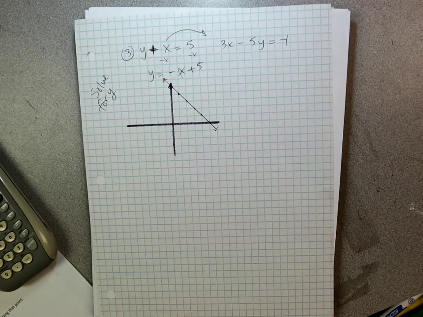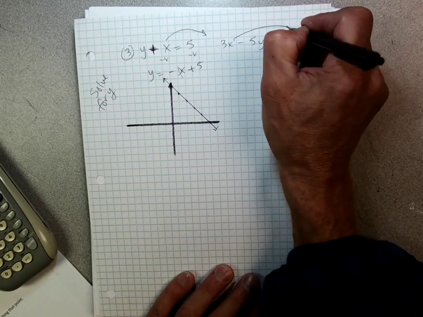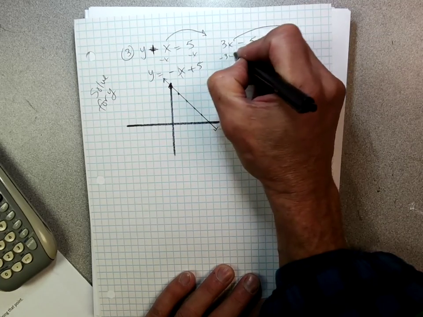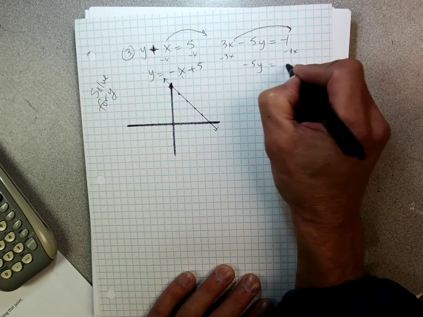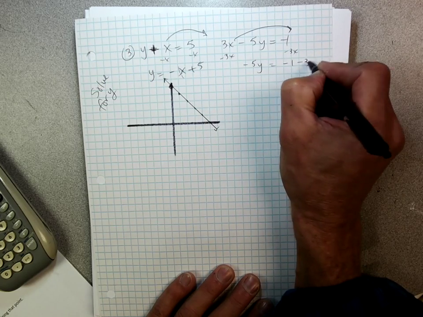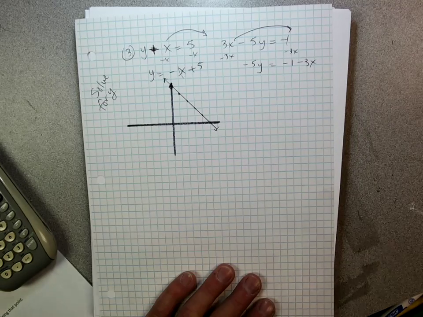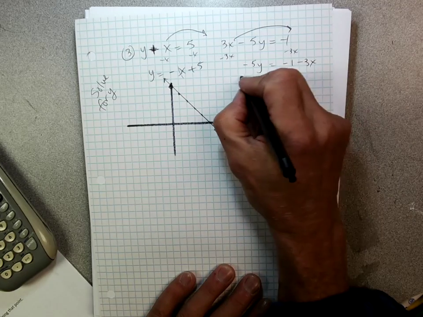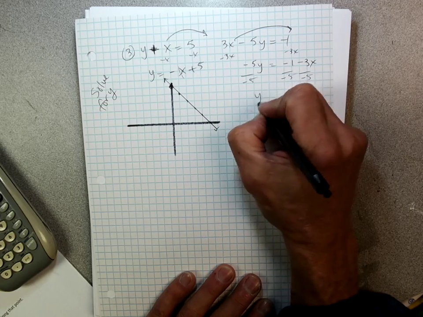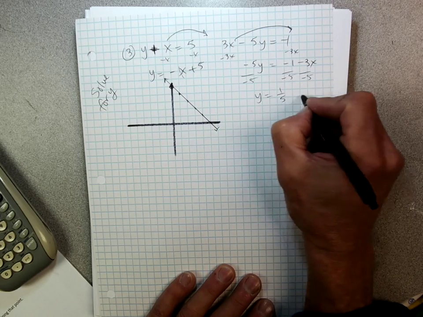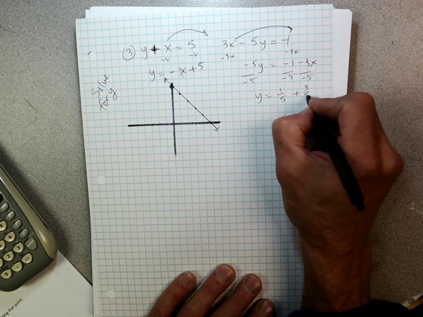Let's solve for y. So let's bring over 3x, and since I've got to subtract 3x, so -5y equals -1 minus 3x. Let's divide by -5. y is equal to 1/5 plus 3/5 x. Okay?